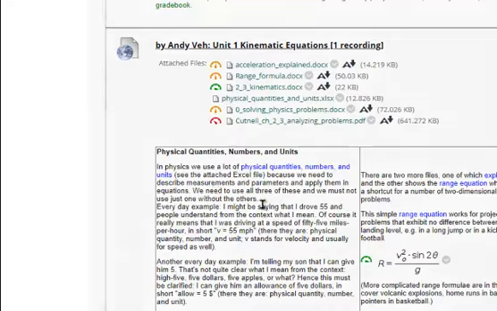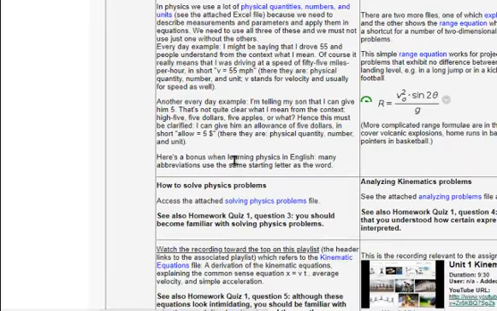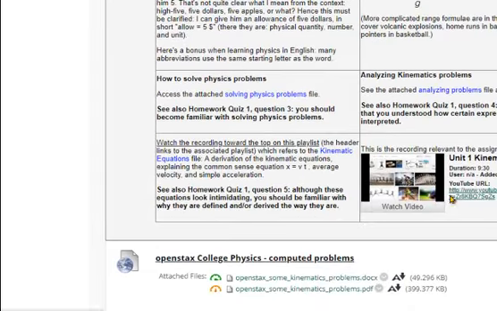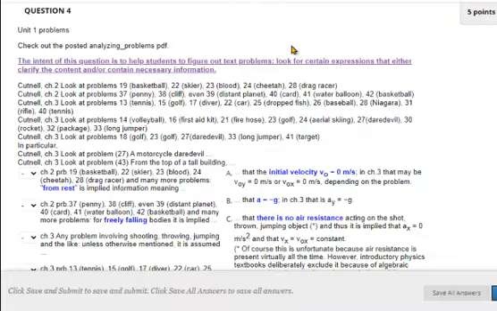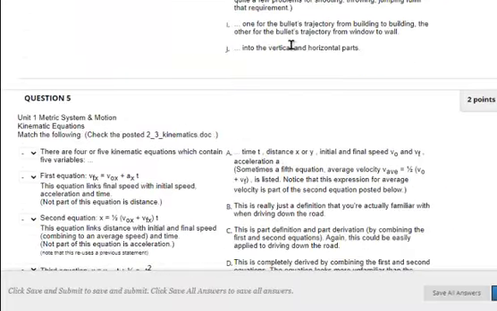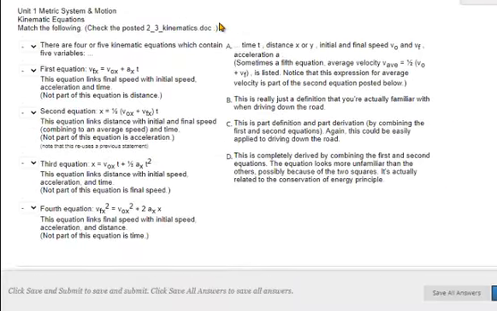So again, I'm going to go back, and there it is, the analyzing problems PDF, and I mentioned it here somewhere as well. And I think this recording here is actually for question 5. So I'm going to go there, and yes, they are the 4 or 5 kinematic equations that are covered in this recording, respectively, in the book.